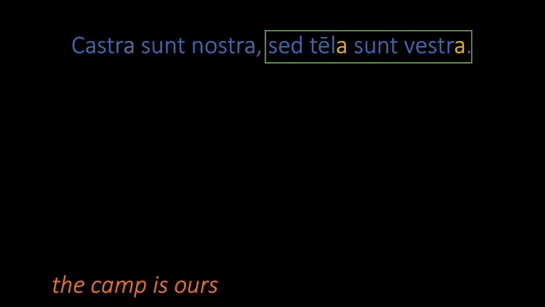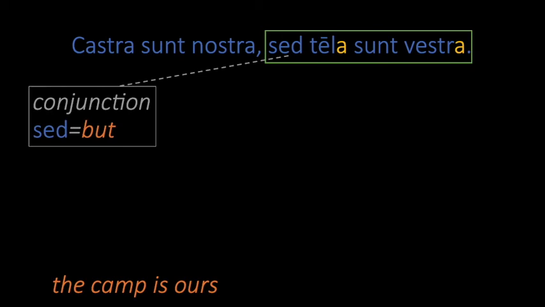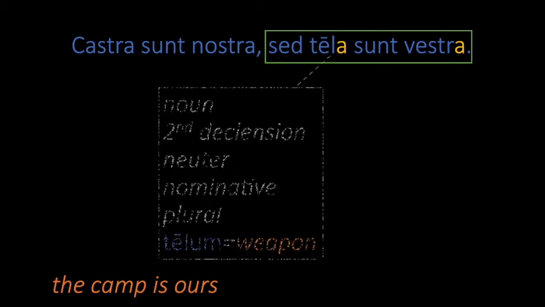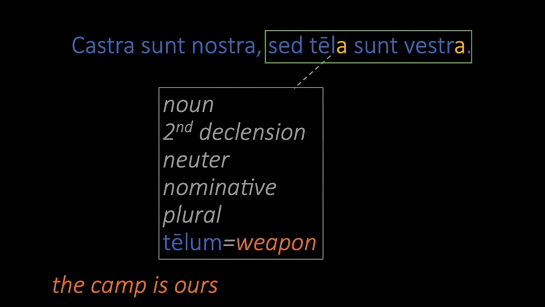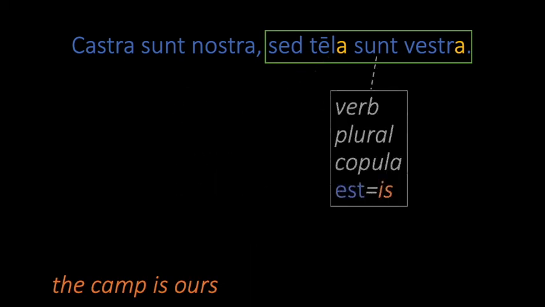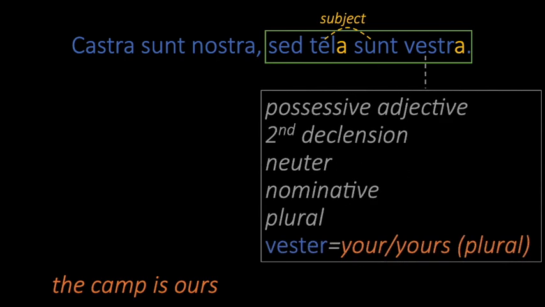Next, we have sed tēla sunt vestra. Sed is simply the conjunction which means but. Tēla is a noun from the base tēlum, which means weapon. It is the nominative plural form. Sunt is a copula, and it is plural to agree with the subject tēla. Vestra is the neuter nominative plural form of the possessive adjective vester, meaning your.